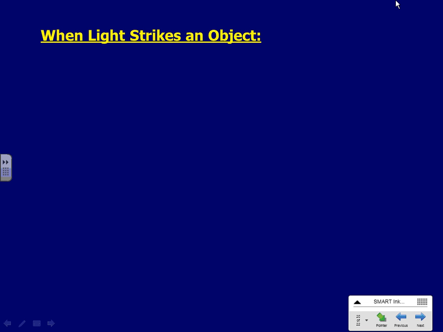So, now we're ready to take an official list of what happens when light strikes an object, and that's going to define the things that we're going to do for the rest of this unit. We talked about what light is, we talked about sources of light, we've now talked about the fact that light travels really fast and it travels in straight lines. And we're going to use this straight line part of the travel to explain what we see when light strikes things. So what happens to light when it strikes an object?